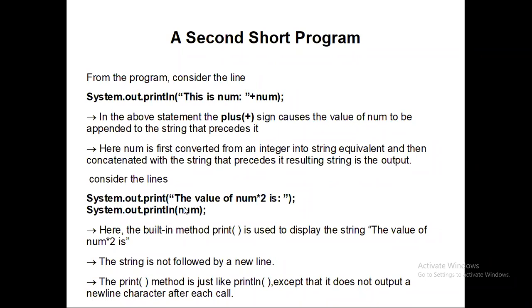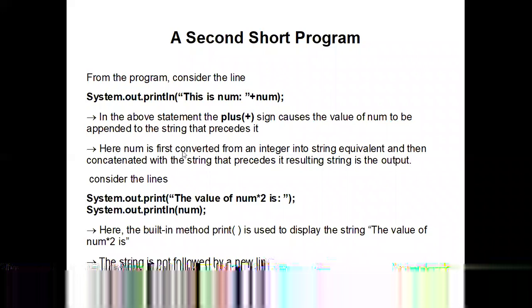Then consider the line System.out.println, the value of num * 2 is, then System.out.println(num). As I said, if you use println or only print, both are the same. Here the built-in method print is used to display the string "The value of num * 2 is". The string is not followed by a new line. The print method is just like println, except it does not output a new line character after each call. From this screen, you can note down only the first println explanation; that is enough, because the next println is very simple. The important things are the plus symbol and the integer value being converted into its string equivalent. These two you note down.